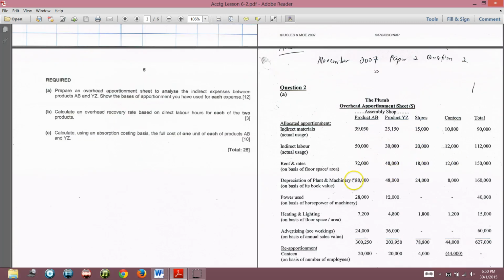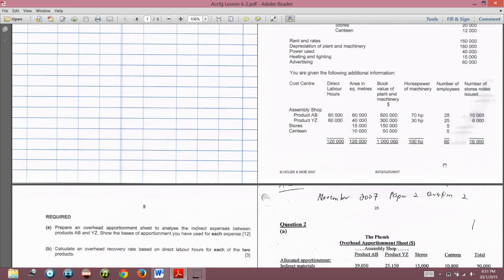Okay, so similarly, depreciation, I don't know all this, but I have the totals. So without thinking too much, I just put it down. Power use, I have the total as given in the question. Heating and lighting and advertising, and then I total this. Okay, I don't know the allocation for all the departments, but I can find out.